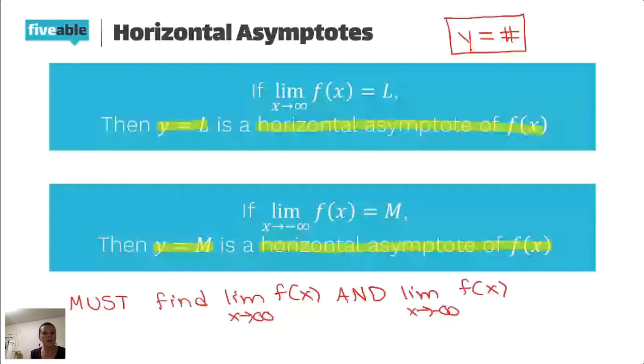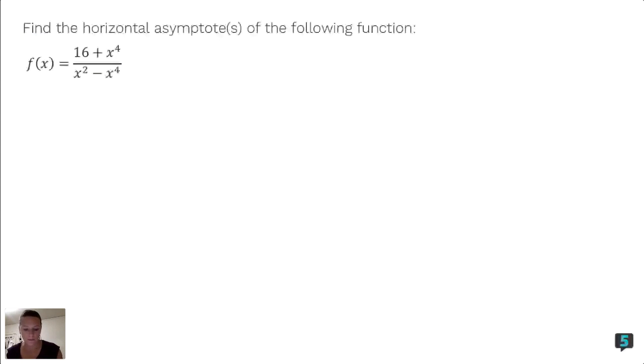So let's see what we can do to tie this all together now. We want to find the horizontal asymptotes of the following function. F of x equals 16 plus x to the fourth all over x squared minus x to the fourth. Because it asks me to find the horizontal asymptote, I immediately should be thinking, ooh, I need to find the limit as x approaches infinity of my function, and I need to find the limit as x approaches negative infinity. So right off the bat, I am going to write my two limits.